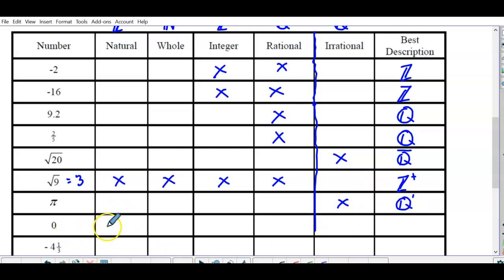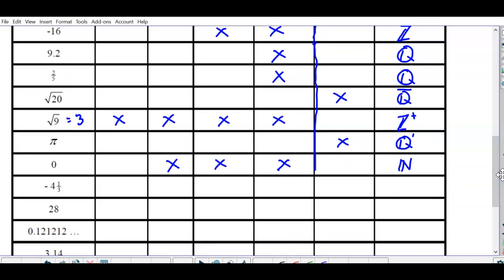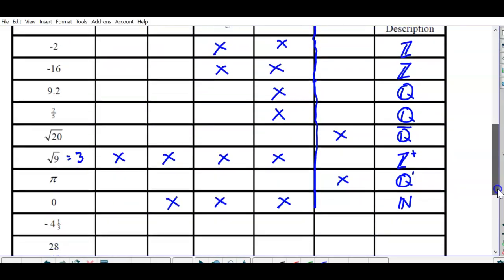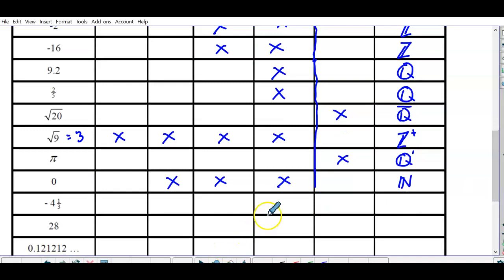Zero is not a natural number, it's a whole number. Remember, zero has a hole in it. So it's a whole number, which means it's an integer and rational. So the most specific is whole number. Negative 4 1/3. So it's negative, but it's got a fraction with it, so it's not an integer. Anytime there's a fraction, go to rational. So that's going to be rational. Then 28 is just a natural number. So natural, whole, integer, rational.